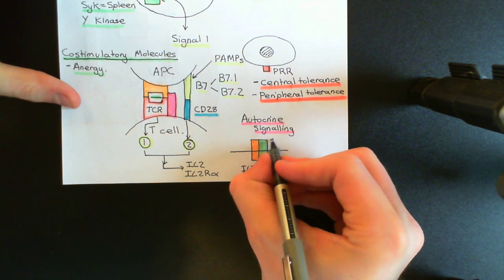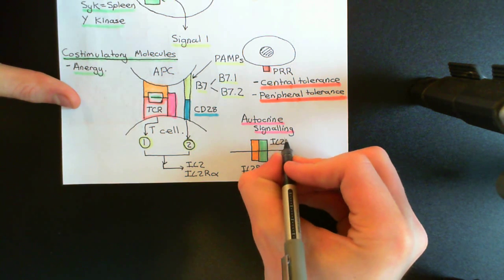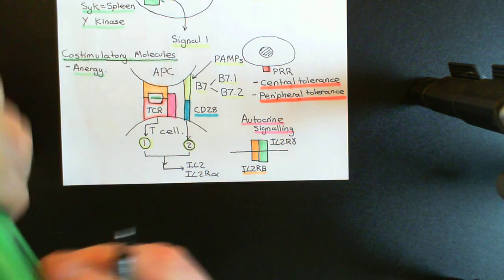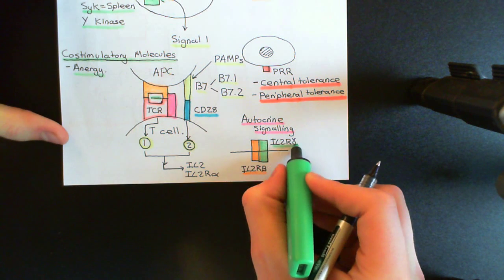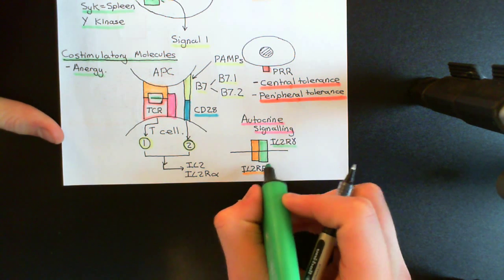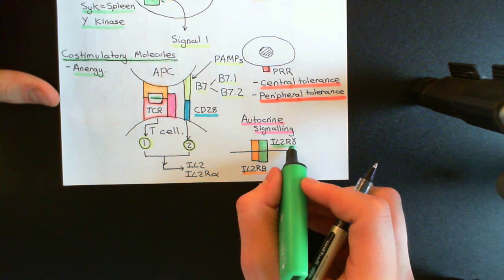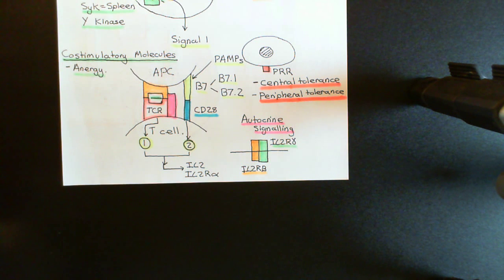So this is the interleukin-2 receptor gamma component. So normally mature naive T cells, they only have interleukin-2 receptor beta components and interleukin-2 receptor gamma components actually expressed.